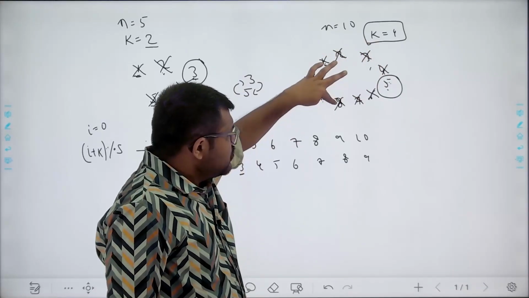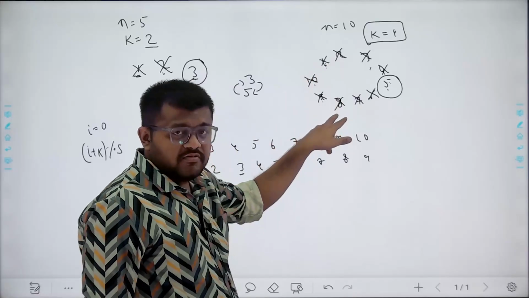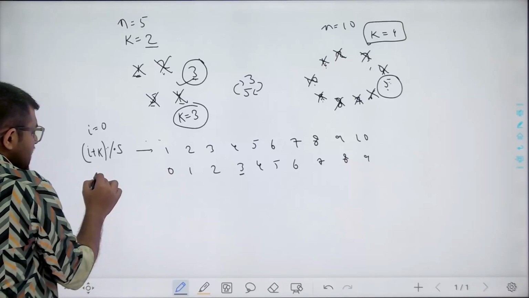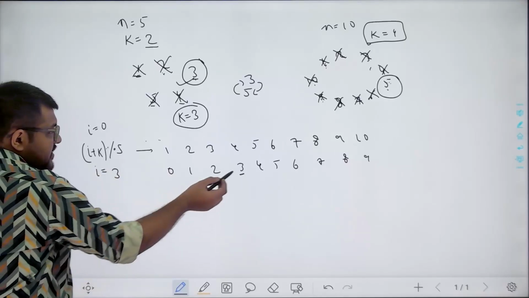Then I again had to move 4 steps, right, and then remove the 8th one. So here I'll remove the 4th one because it is I plus kth index. So my I will become what? 3rd index, and I will remove this.